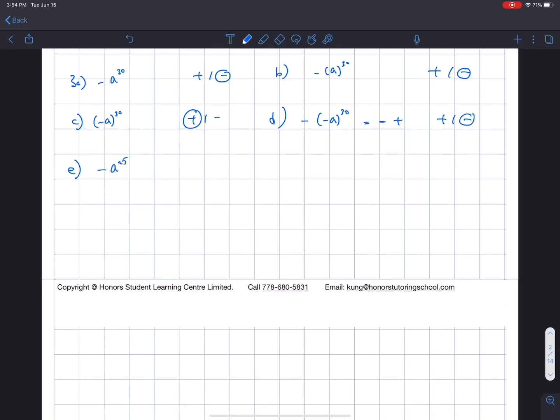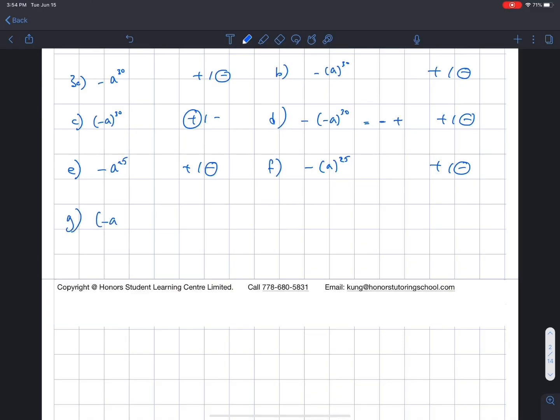E, -a to the power of 25. Again, this negative will just be a coefficient. So yeah, it just stays there. Your answer will be negative. This is the same with F. This negative here is just a coefficient. So it stays throughout to the answer. That's why our answer is negative.